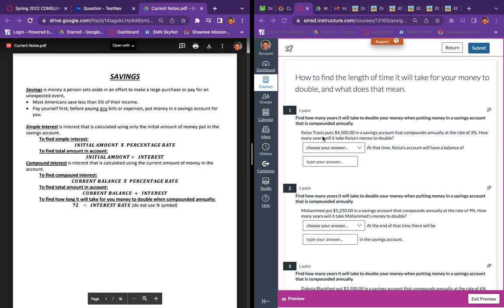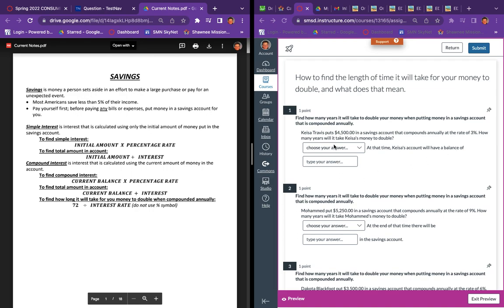If we read question 1, it says find out how many years it will take to double your money when putting money in a savings account that is compounded annually. So that tells us compounded annually. This is the right expression. And it says that Keisha Travis put $4,500 in a savings account that compounds annually at a rate of 3%. How many years will it take Keisha's money to double? And at that time, Keisha's account will have a balance of blank.